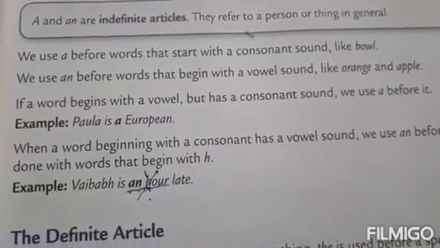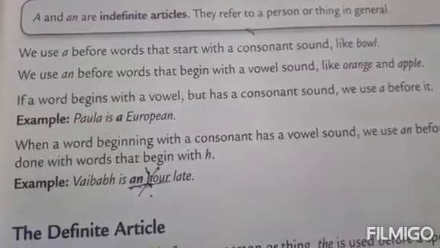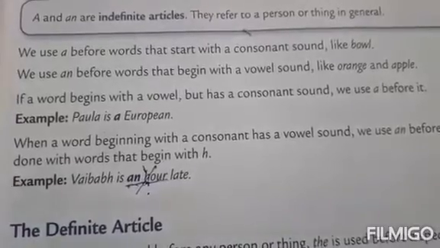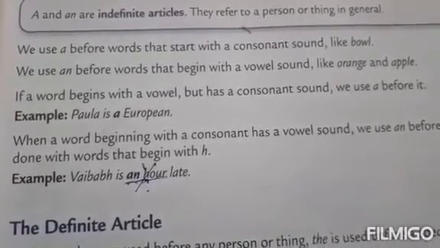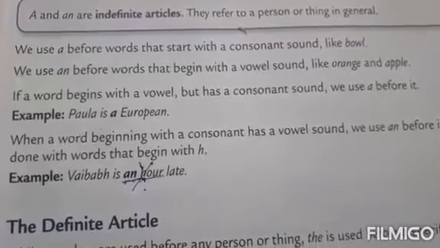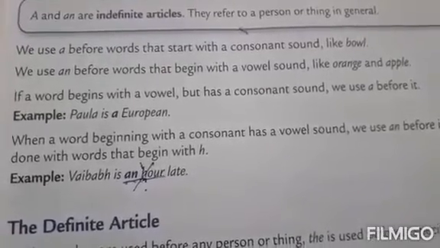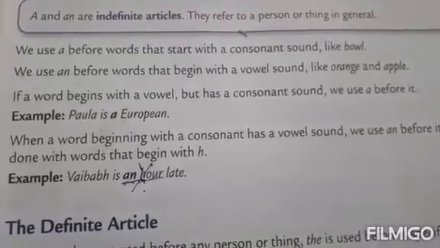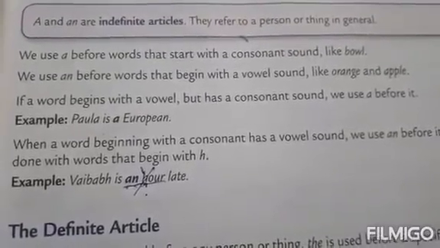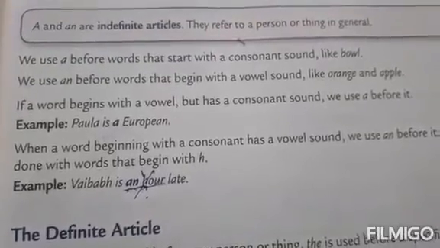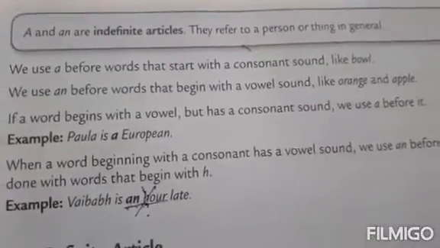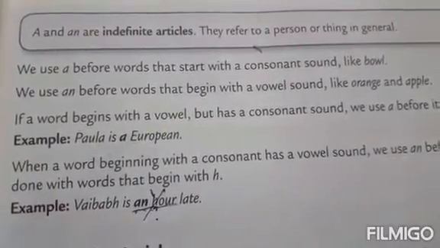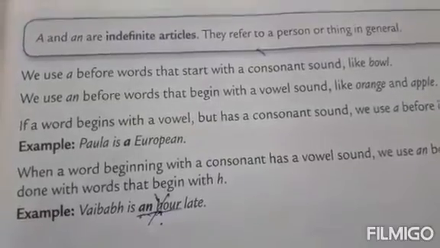So we use an before the words that begin with a vowel sound. For example, an orange, an apple, an ink, an elephant, an umbrella. All these words begin with a vowel sound. That's why we are using an in front of them.